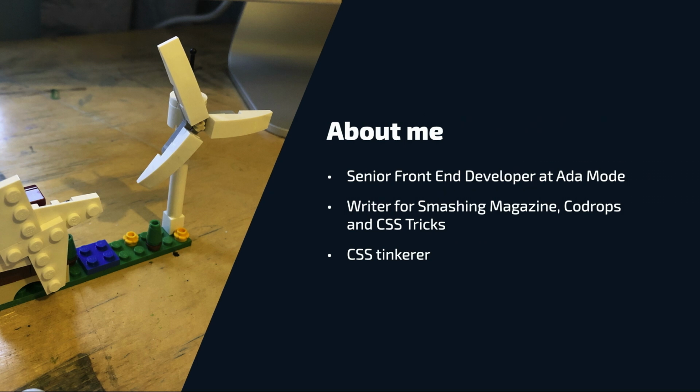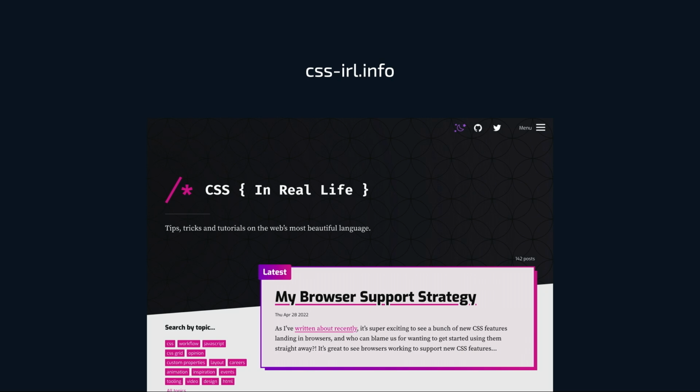I also write quite a lot about CSS. So I write for various publications like Smashing Magazine, CSS Tricks, Codrops. And I think of myself as a kind of CSS tinkerer and creative coder. I spend a lot of my time just messing about with CSS and new CSS features. And I write a lot about it on my blog, CSS in Real Life, which some of you might have come across. And as Hui Jing mentioned, I am from the UK.